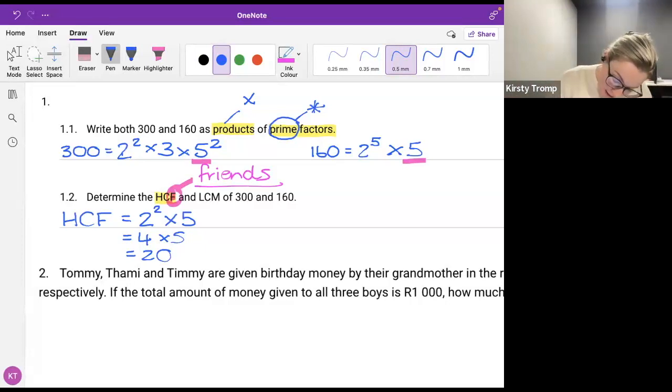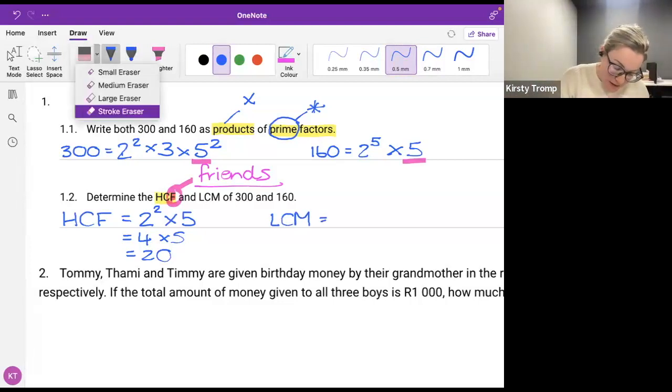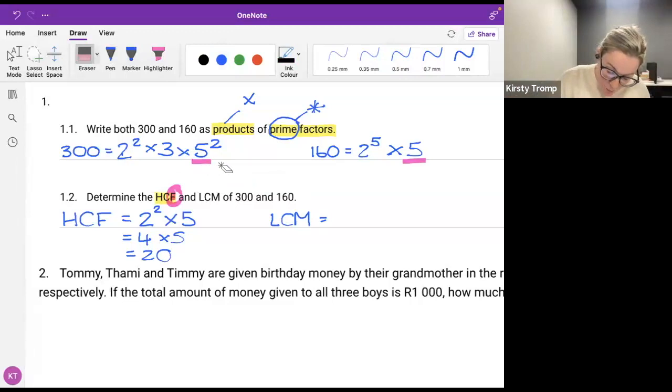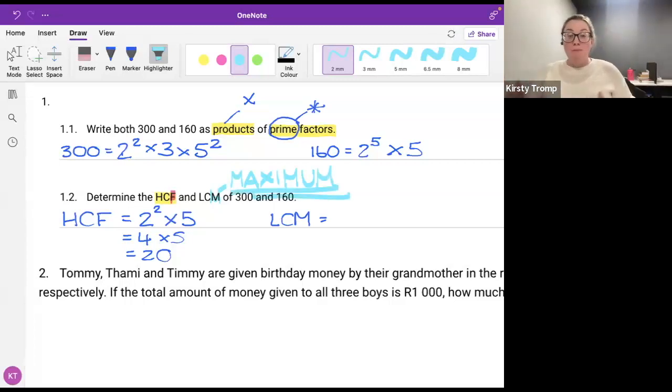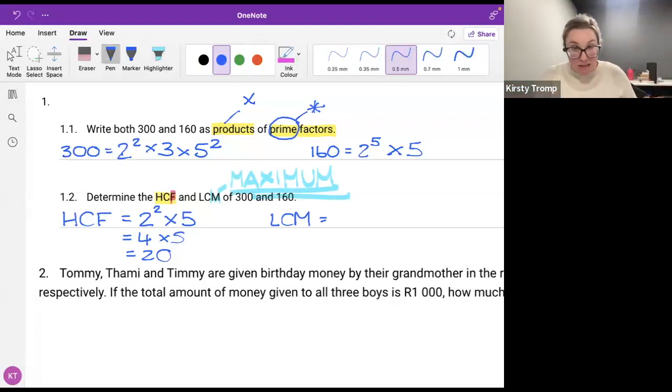Well done. If I'm looking at the LCM now, I say to my students when I'm teaching this, I'm not worried now about being friends anymore, about being all friendly. Now I'm worried about this M. Lowest common multiple, if I'm looking at the M, now all I'm worried about is I'm looking at the maximum. I'm going to look at those prime factors and I want to take the maximum of everything. So for lowest common multiple, I want to take the maximum of everything.